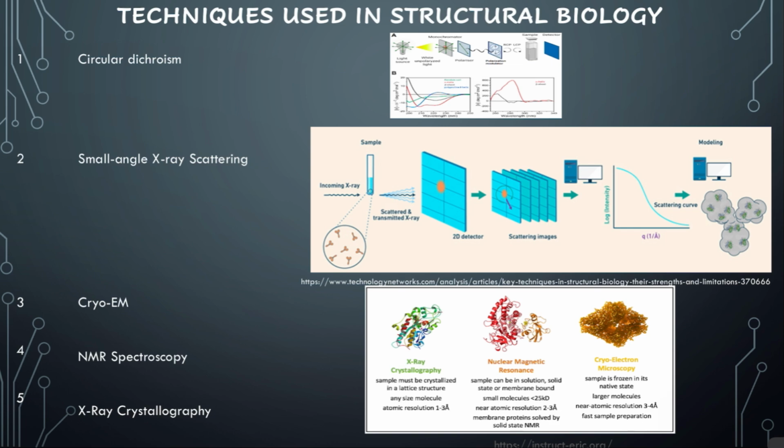Cryo-EM. Cryo-EM freezes samples at extremely low temperature to capture high resolution images of biomolecules in their native state. It is a cutting edge method for visualizing complex structures. NMR spectroscopy. NMR, or nuclear magnetic resonance, allows us to determine the structure and dynamics of molecules in solution by observing the magnetic properties of atoms within the molecule.